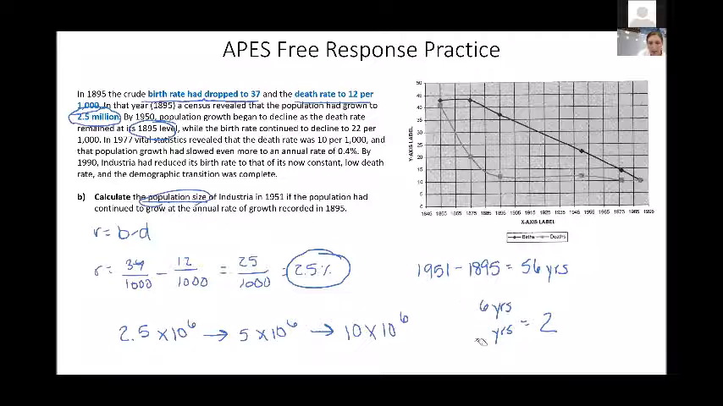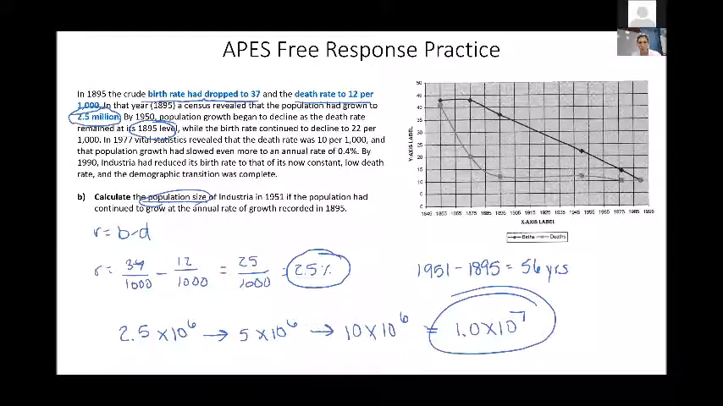Now we can't leave it that way because that's not in the most reduced form here. So that is 1.0 times 10 to the 7. That's going to be the population size of Industria in 1951 if it had continued to grow at the rate that was recorded in 1895.